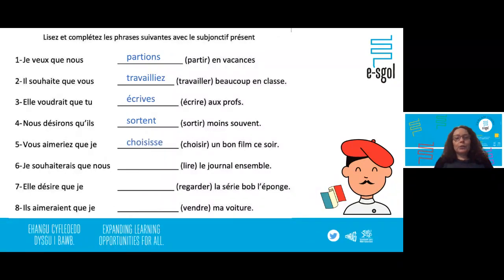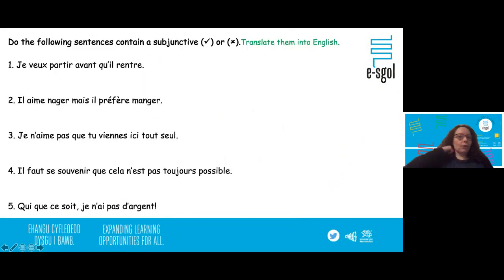Vous aimeriez que je choisisse un bon film ce soir? Je souhaiterais que nous lisions le journal ensemble. Elle désire que je regarde la série Bob l'éponge. And ils aimeraient que je vende ma voiture. So we did that one in the lesson. So these now are extra ones.